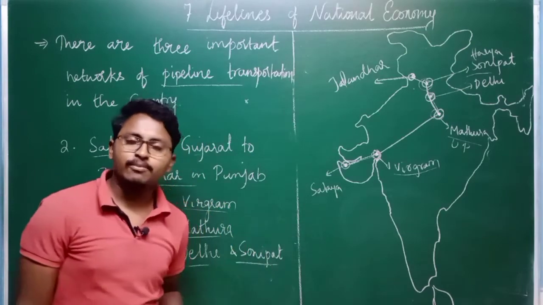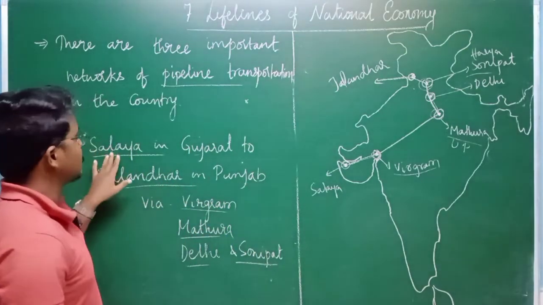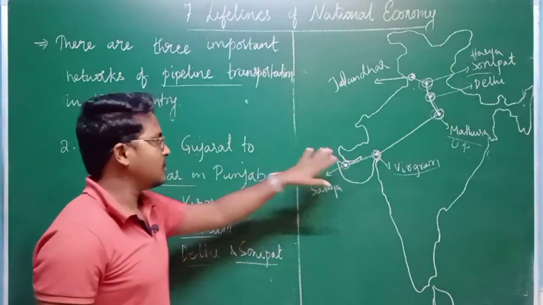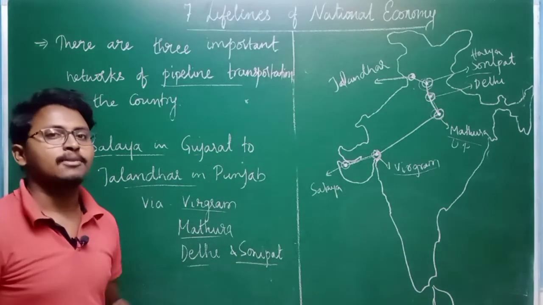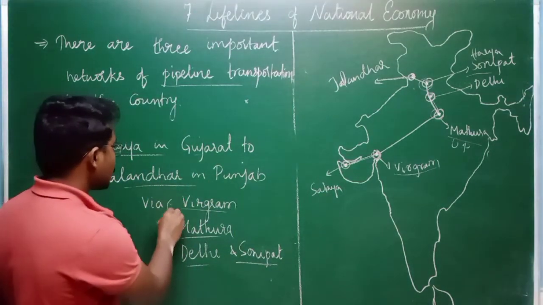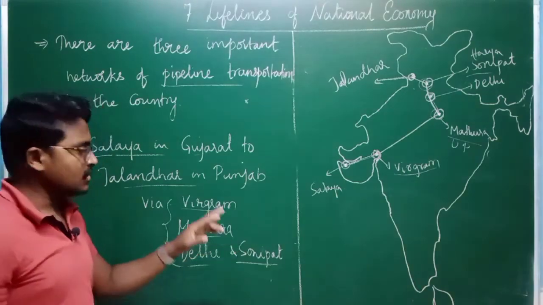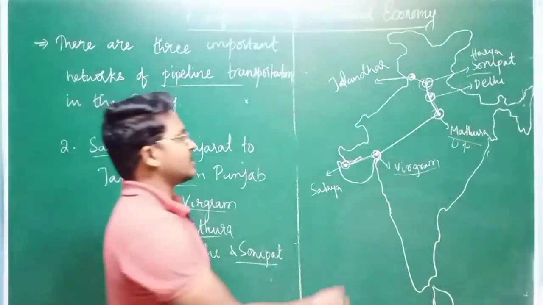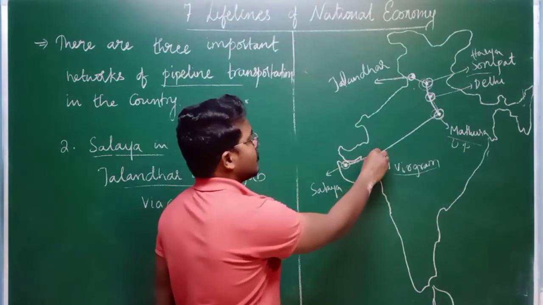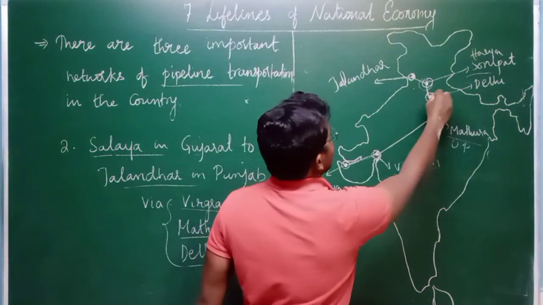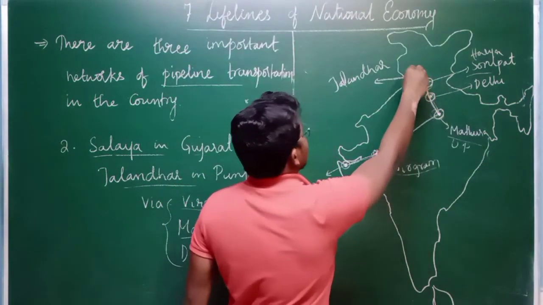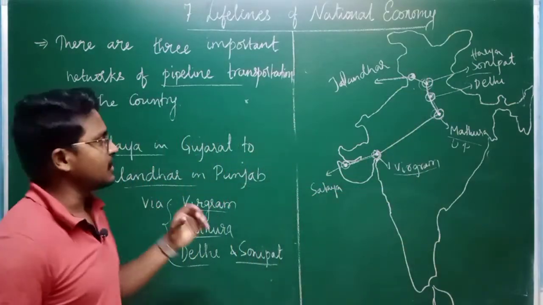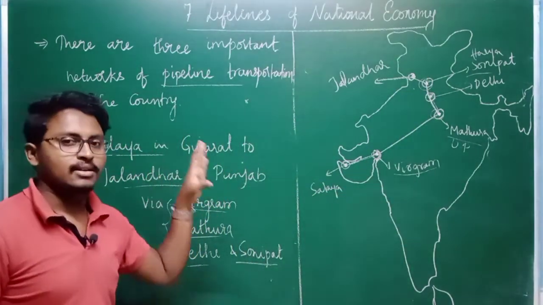So the second very important pipeline in the country is from Salaya in Gujarat to Jalandhar in Punjab, but in between it also connects important places such as Veergram, Mathura, Delhi as well as Sonipat. In the map you can see from here to Veergram, then Mathura in UP, Delhi, Sonipat as well as Jalandhar. Next we will see the third important pipeline in the country.